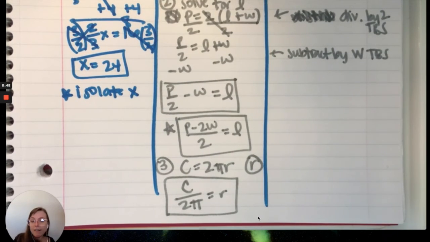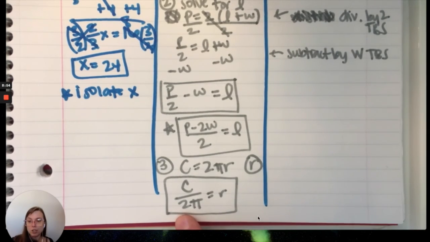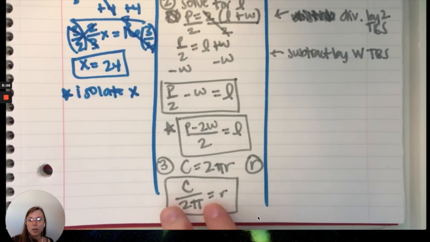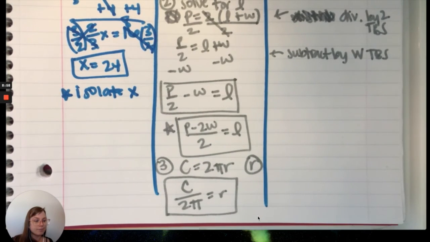Pi is not a variable. Pi is actually a number. So you do not have to treat it like a variable. Just know that it's actually a number. So this one has 2 numbers in it, 2 and pi. And there are 2 variables, circumference and radius. And we're done! Woo! Oh, there we go.